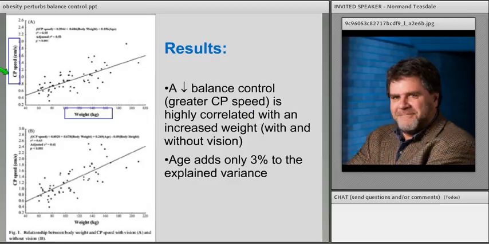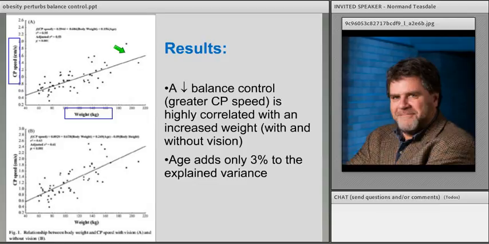I present CP speed as a function of weight. The top panel is with vision, the bottom panel is without vision. Each symbol on the curve is actually the mean data of an individual, and what you see clearly is that as the weight increases you have an increase in CP speed both with and without vision.